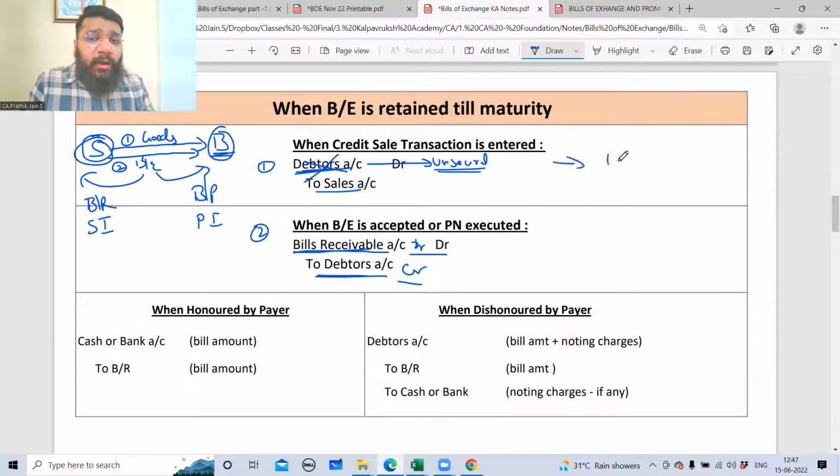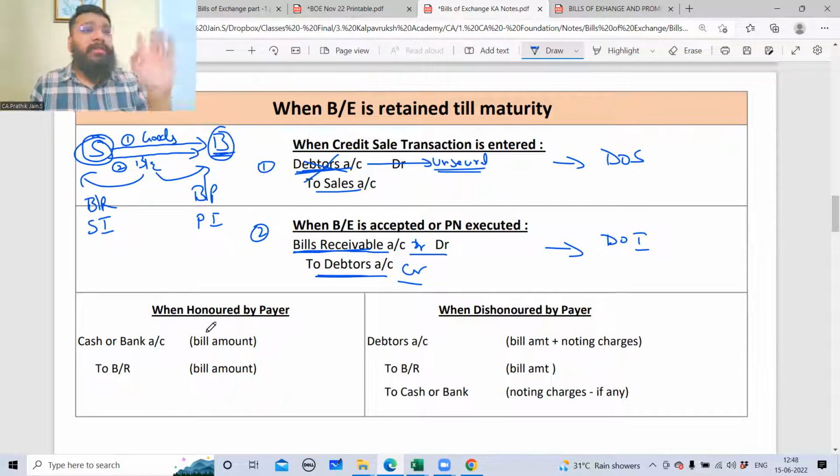Now guys, this transaction you're recording on date of sale. This transaction you're recording on date of issue of the bill. Okay. Now on the due date, there are two possibilities. One, that fellow will honor the bill, or honor the payer. Honor means what? He'll make the payment. In case he's making the payment, what will be the entry?